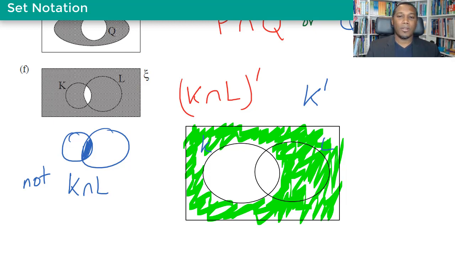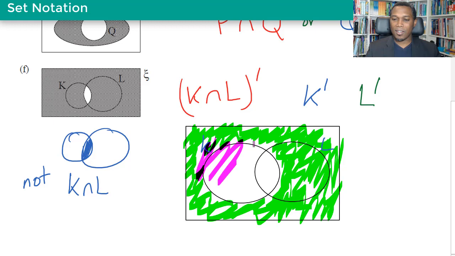Now do me a favor and shade L prime. Shade L prime for me, please. Pause and you do it. Yeah, you got it. Well, what you should have now is, L prime is everything that's not in the circle L, not in the set L. And well, hang on, that's all of this going around.